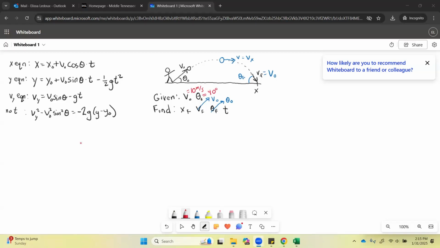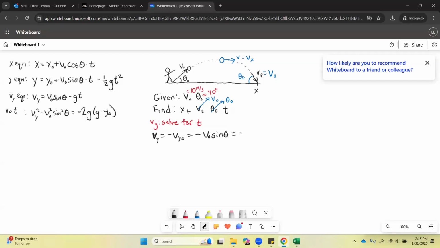So we will start with the Vy equation. So step one here, Vy, solve for t. Okay, so our Vy equation, Vy final, we know it's going to equal negative Vy initial. So that is going to be negative V initial sine theta. Okay, and then so that gives us this left side of the equation, the Vy for the final.